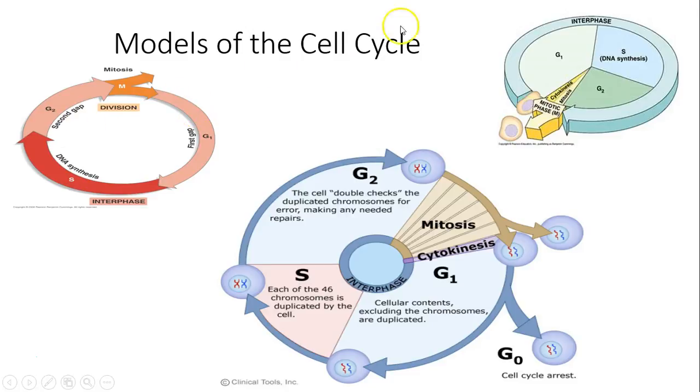So here are models of the cell cycle, and they all start off with G1, S, and G2. That's all part of interphase, as you can see here. And then you have the mitotic phase where actual cell division occurs. All right, some models show you G0 where the cell is at rest. G1, all right, this is where normal cell growth and development occurs. Then you go to the S phase where DNA replication occurs, the synthesis phase. Then you go to G2 where the cell double checks the duplicated chromosomes for any errors and makes any necessary repairs. And then it goes into the M phase, another model of the cell cycle.